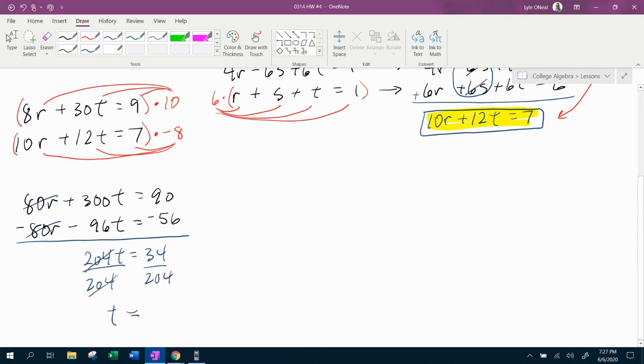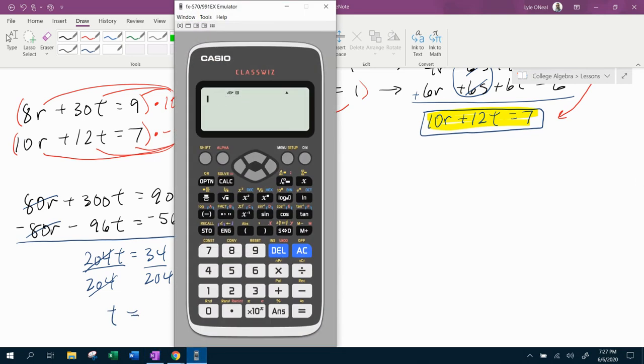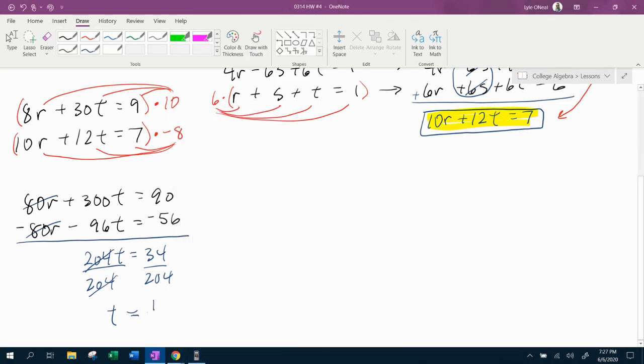And that fraction is going to need to be reduced to lowest terms. What better way to do that than with the calculator? So 34 divided by 204. Notice with the Casio, if I type it in with division, it's going to give me a reduced fraction. That's freaking amazing.